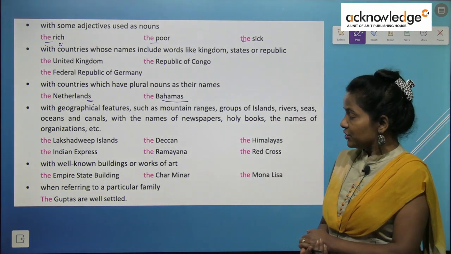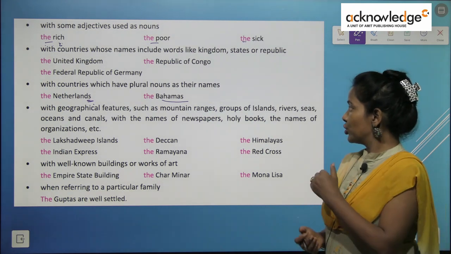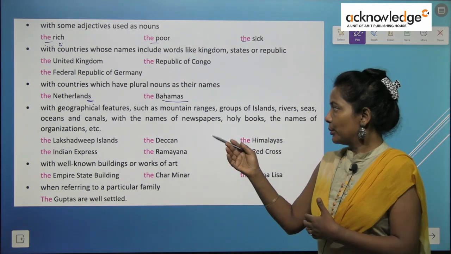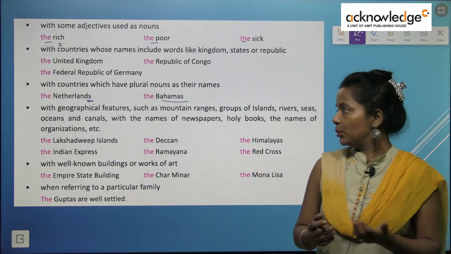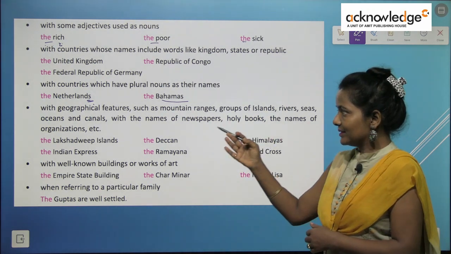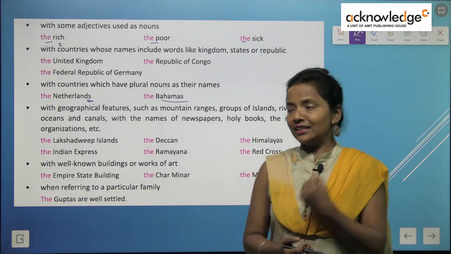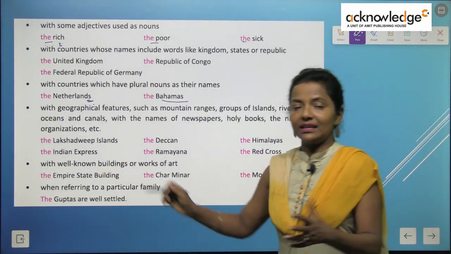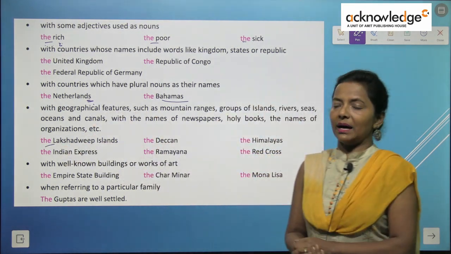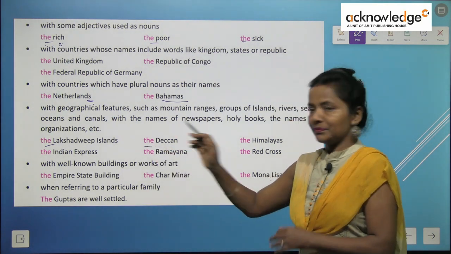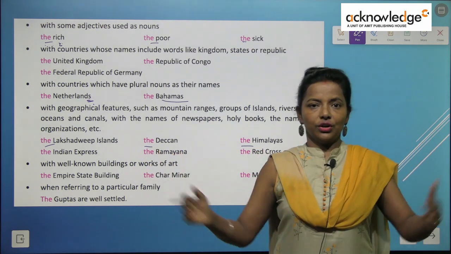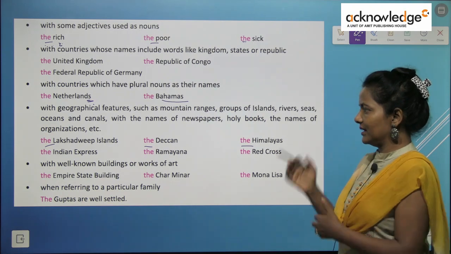With geographical features such as mountain ranges, groups of islands, rivers, seas, oceans and canals, with the names of newspapers, holy books, the names of organizations, etc. These are so many things with which we can use the. The Lakshadweep Islands, many islands together, there we are using the Lakshadweep Islands. The Deccan, okay, Deccan Plateau. The Himalayas, again a range of mountains, so we are using the Himalayas.